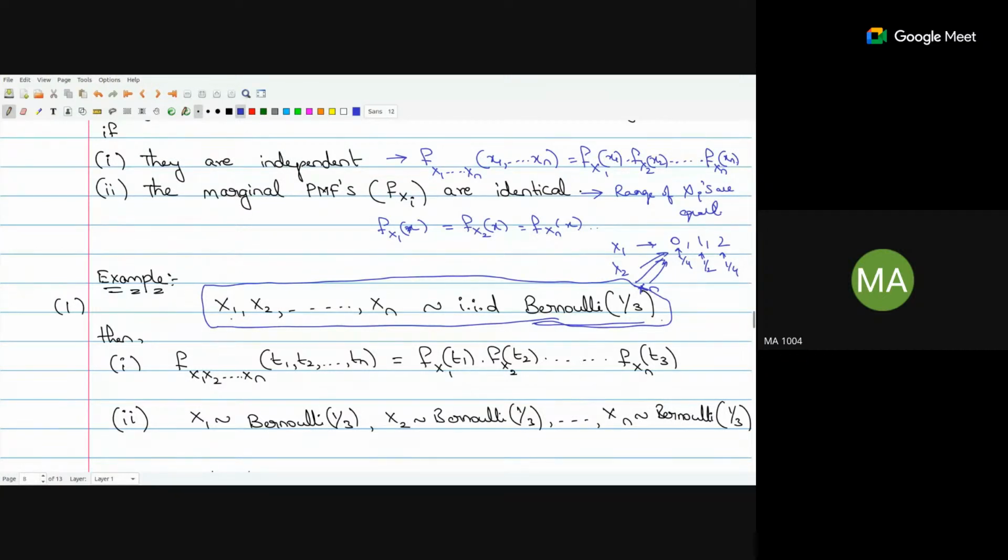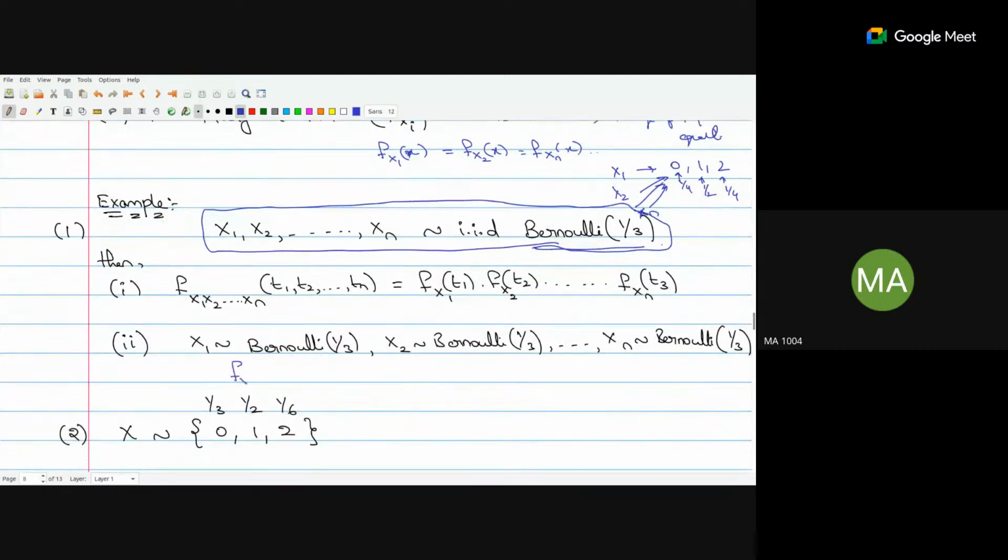Added to that, x1 follows Bernoulli 1 by 3, x2 follows Bernoulli 1 by 3, xn follows Bernoulli 1 by 3. When I say that, then I know fx1 of x. This is simply fx1 of 0 is 2 by 3 and fx1 of 1 is 1 by 3. Similarly, when I say x2 follows Bernoulli, I know fx2 of 0 is 2 by 3, fx2 of 1 is 1 by 3.